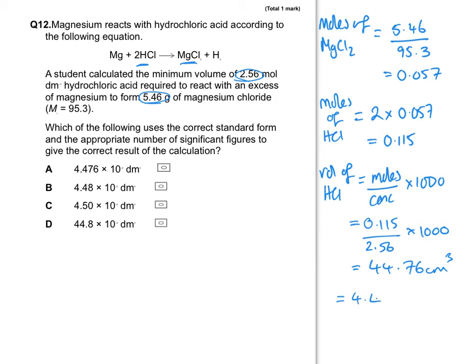So that would be 4.48 times 10 to the minus 2 decimetres cubed, which is B.